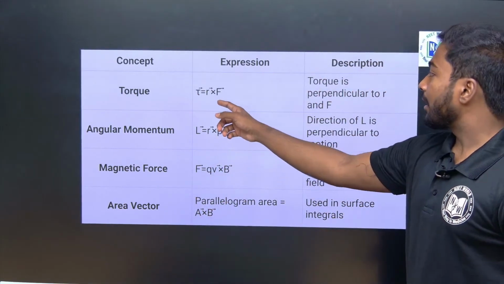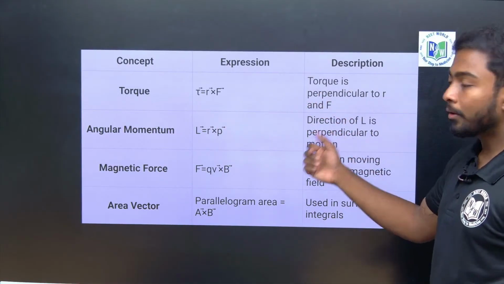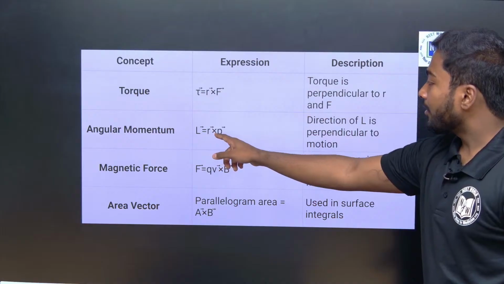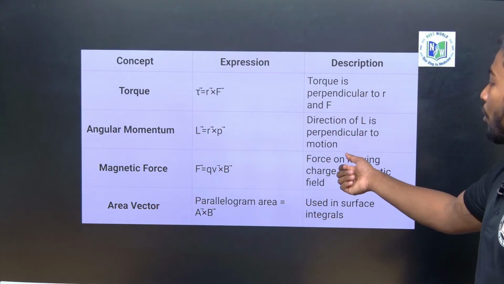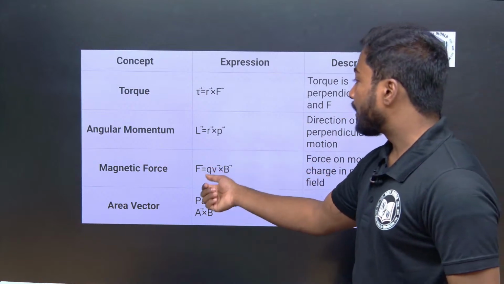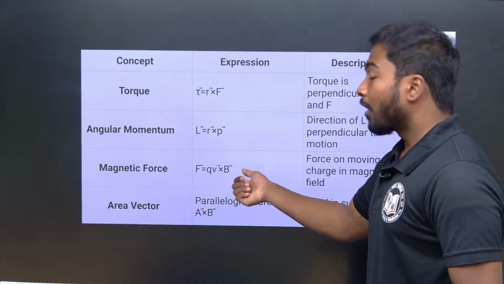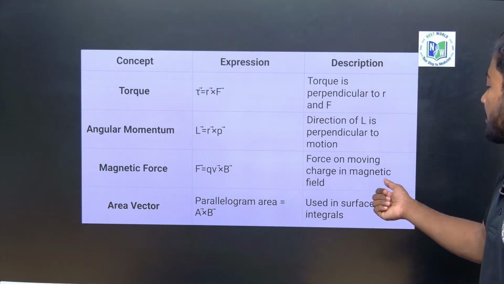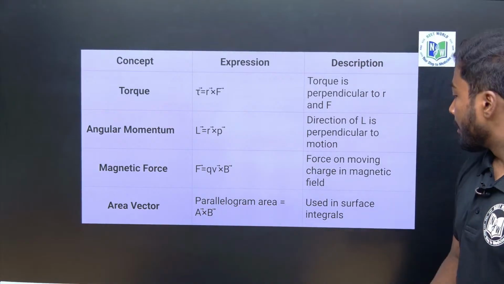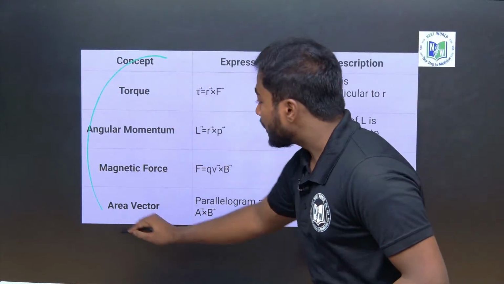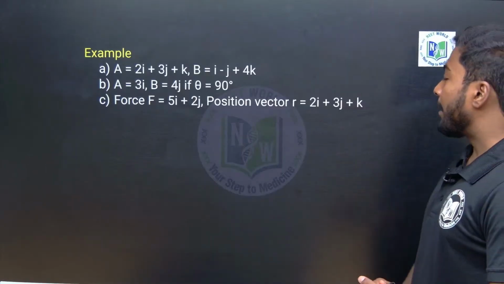Now the concepts where we are using the vector product: torque, angular momentum, magnetic force, area vector. Torque is nothing but R cross F, so torque is perpendicular to R and F. Next, L equals R cross P; the direction of L is perpendicular to the motion. So it is angular momentum. Magnetic force: F equals Q V cross B, the force on a moving charge in a magnetic field. Area vector: parallelogram area. So in these concepts we will use the vector products. Right.